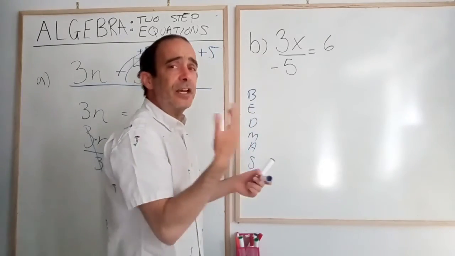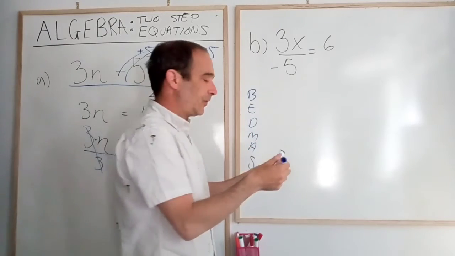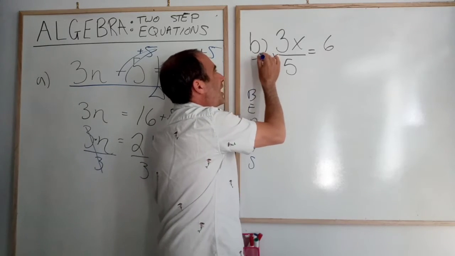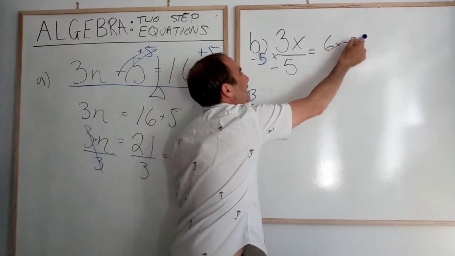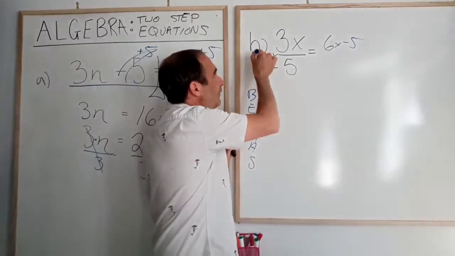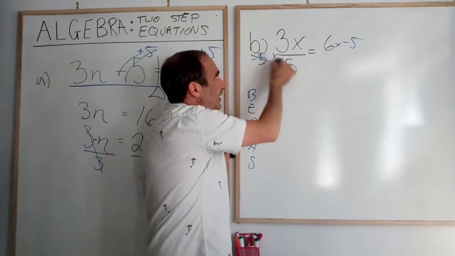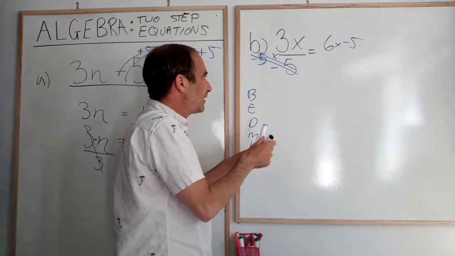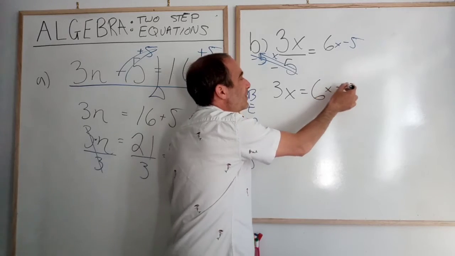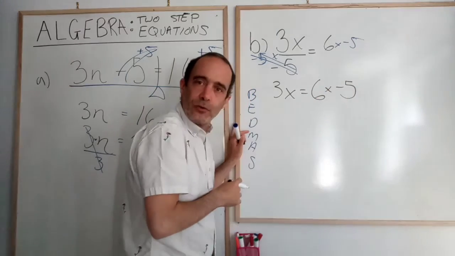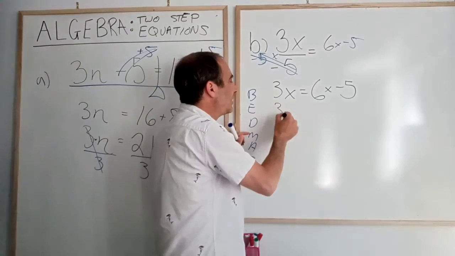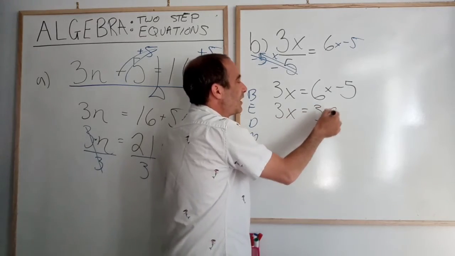How do we get rid of divided by negative 5? We have to multiply by negative 5. If we multiply this side by negative 5, we have to multiply that side by negative 5. We're multiplying both sides by negative 5. Negative 5 and divided by negative 5, those guys cancel out. Again, I like to rewrite, and I will. So I have 3x equals 6 times negative 5. Well, I'll calculate that now. 6 times negative 5, positive times a negative is a negative. 6 times 5 is 30, so that's a negative 30.